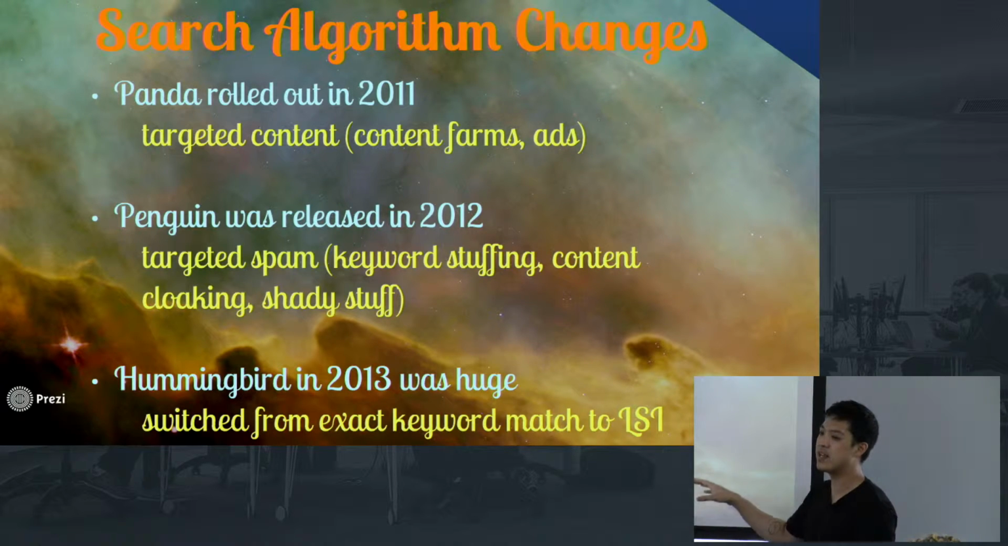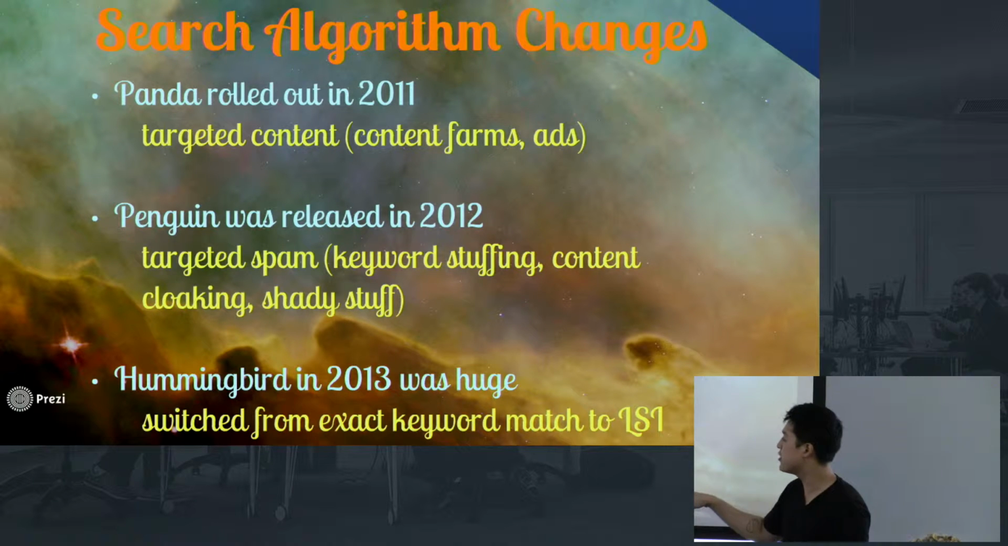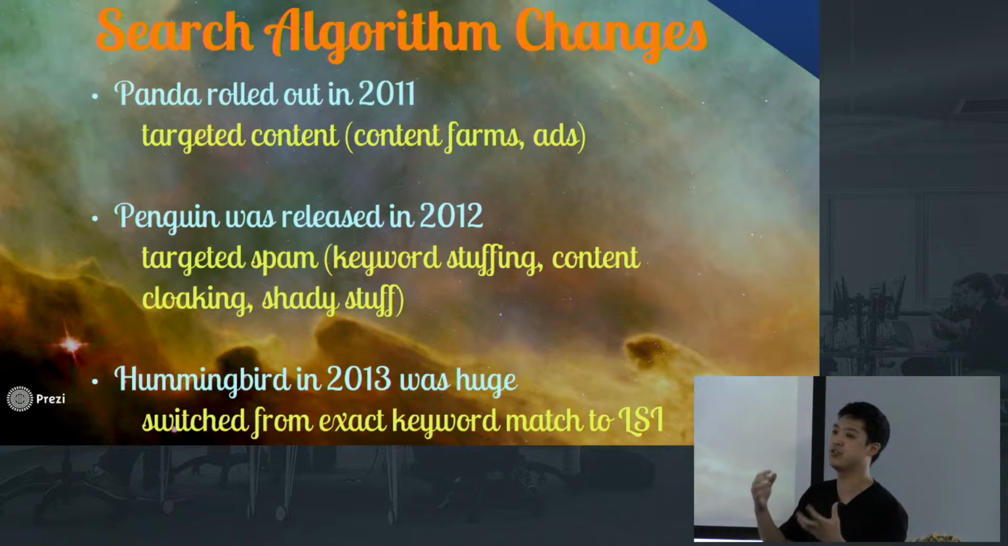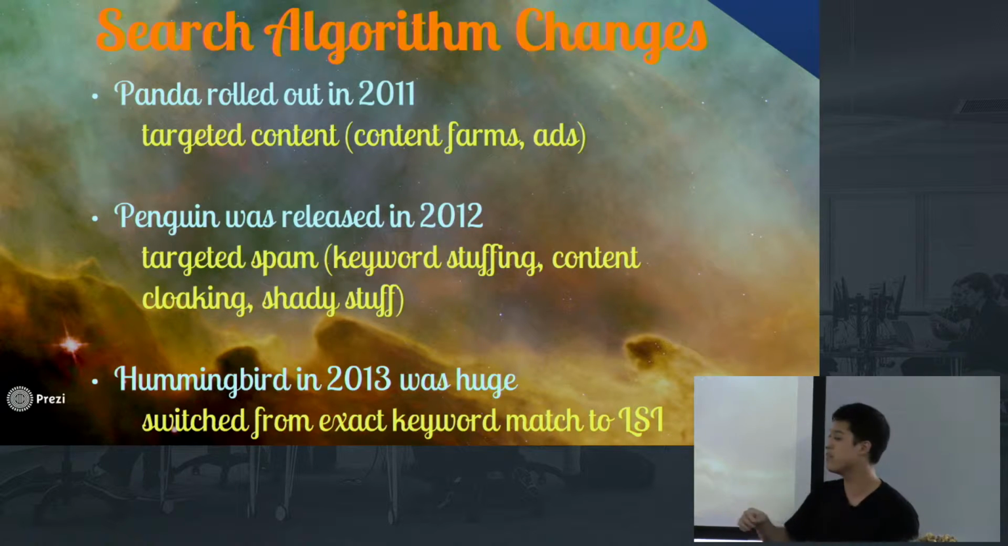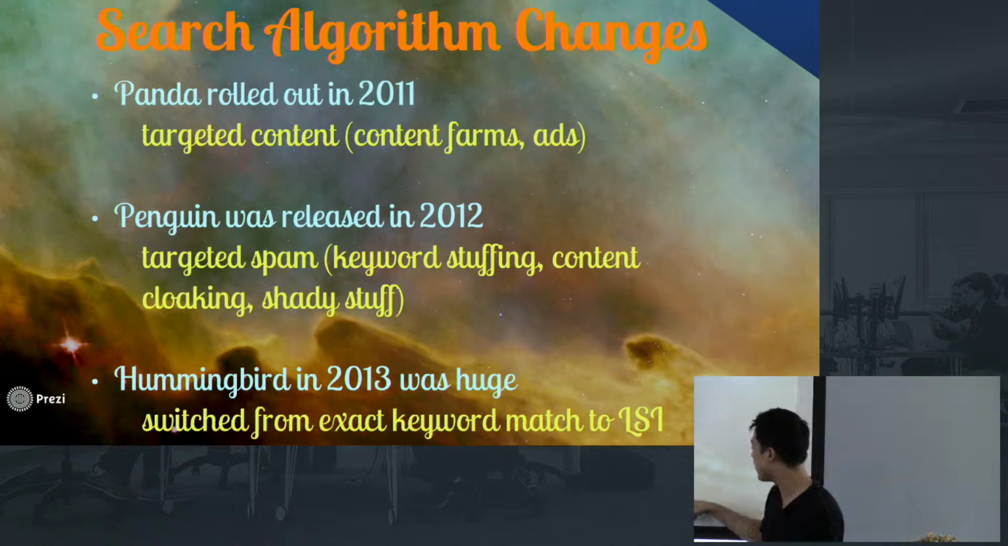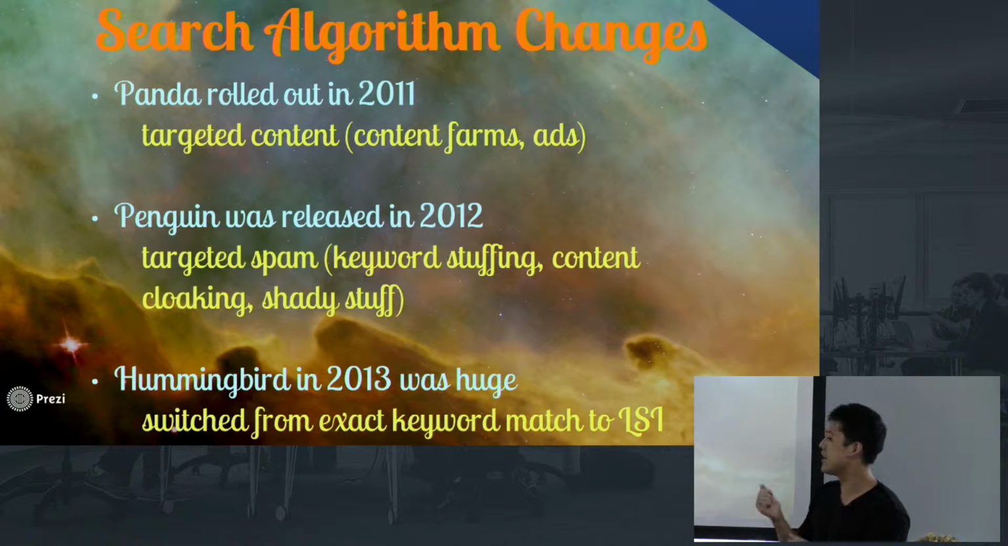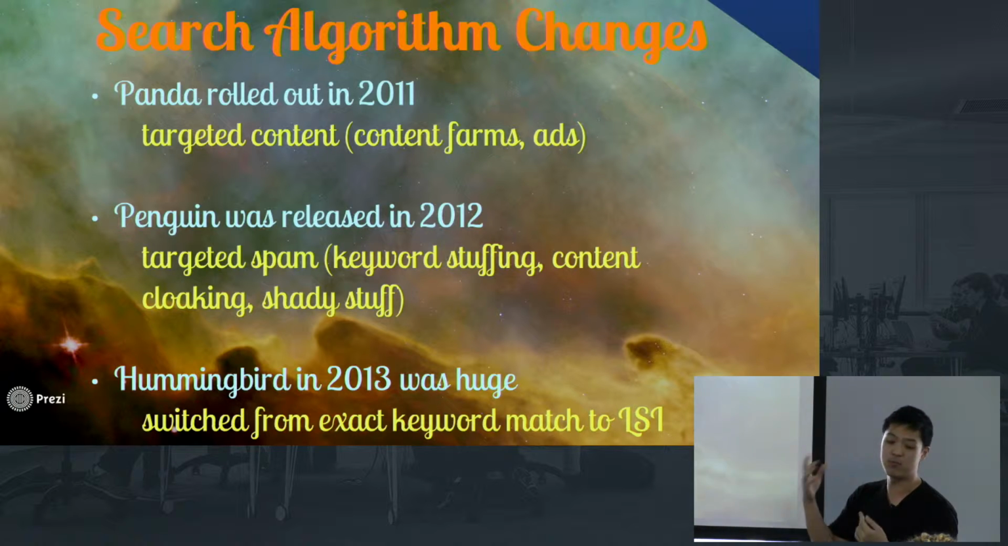Hummingbird was a complete game changer. It came around in 2013 and it changed their approach to the whole search algorithm. Prior to Hummingbird, they did exact keyword matching, but after they went to LSI, which is latent semantic indexing. It's basically a fancy way of saying that instead of looking at just the individual words, they looked at the phrases and words holistically and tried to understand what you're looking for to help deliver the best, most relevant results.